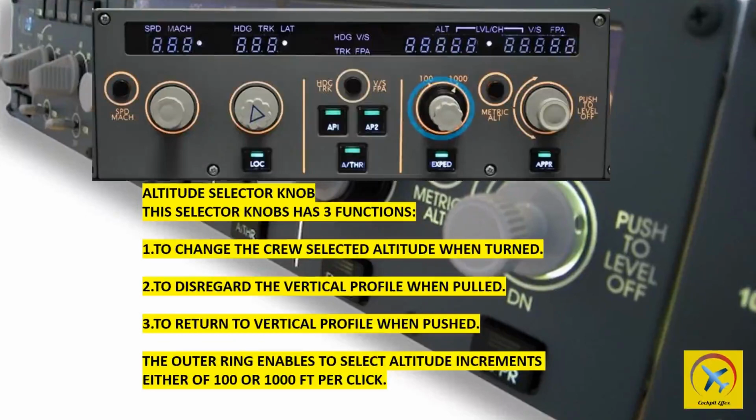The inner selector rotates to change altitude value. The outer selector provides selection of 100 or 1000 foot increments. When the altitude selector is pulled, op climb or op descent mode engages. When pushed, climb or descent mode engages, and the level change light illuminates.